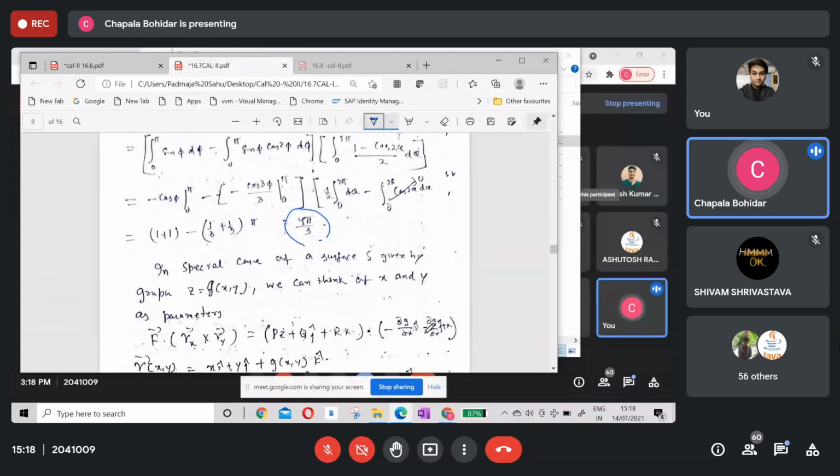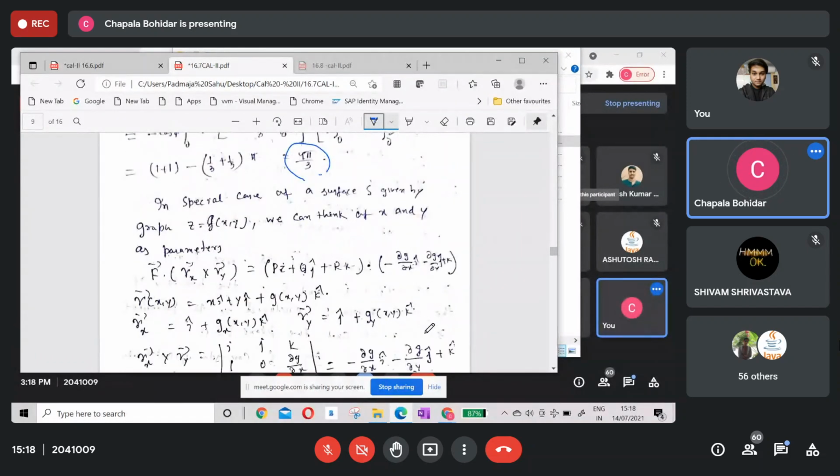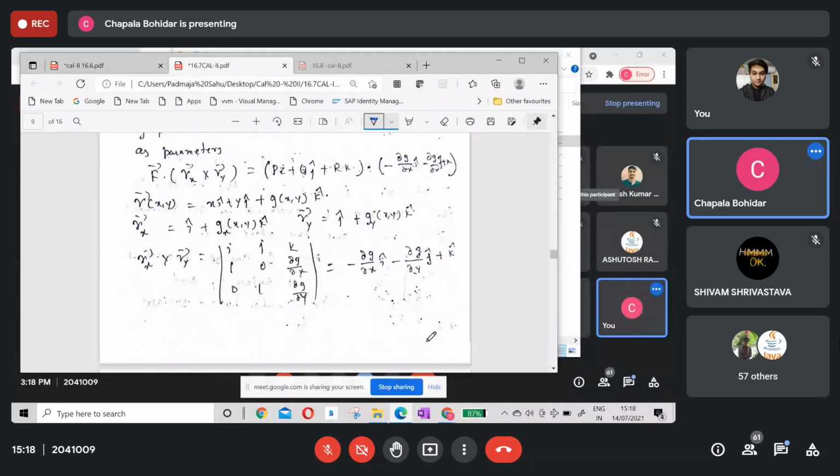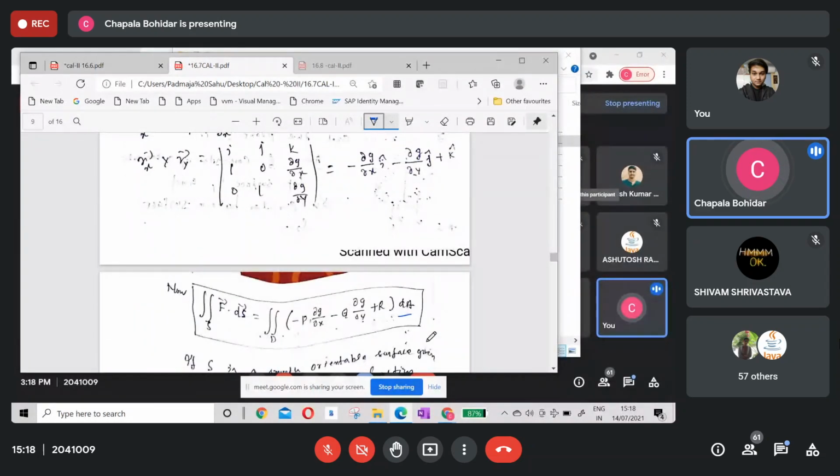In the special case of a surface S given by z as a function of x and y, you can think of x and y as parameters. Then we write here r_x, I am getting this one, and r_y, I am getting this one. r_x cross r_y is equal to this value. Then, absolute value. Now F dot dS is equal to the double integration over D of F dot this value, with components P, Q, R. So F dot this value I'll get this value.